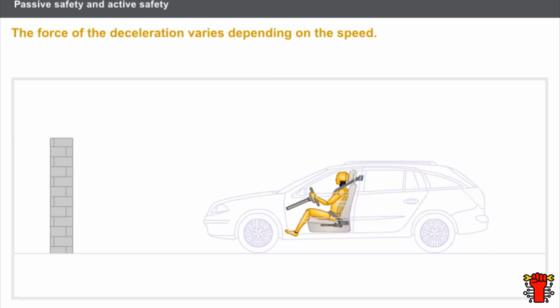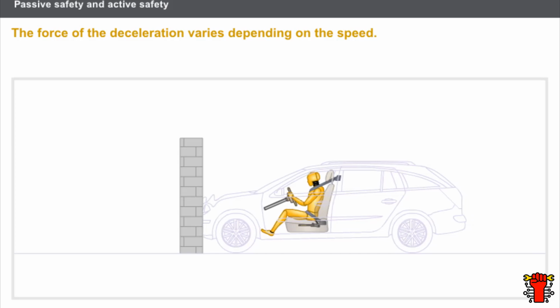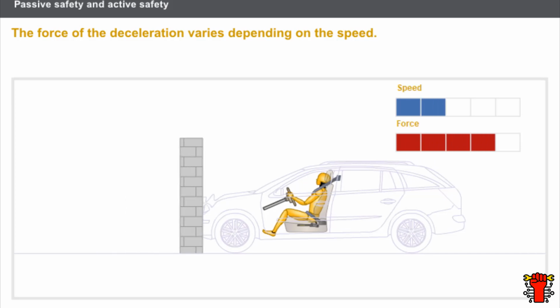When a moving vehicle is subjected to a frontal impact, it undergoes a high rate of deceleration. The vehicle comes to a stop in a fraction of a second. The occupants are also subjected to this deceleration. The force of the deceleration varies depending on the speed. According to the laws of physics applied to a moving mass, if the speed of a body is doubled, the force of the deceleration during an impact is quadrupled.